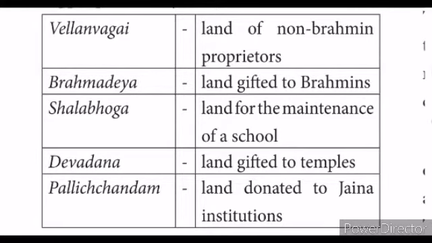First one is Velanvagai, the land of non-Brahmins. Brahmadeya, the land which is gifted to Brahmins. Shalabhoga, the land for the maintenance of a school. Devadana, the land gifted to temples. Pallichchandam, the land which was donated to Jaina institutions.